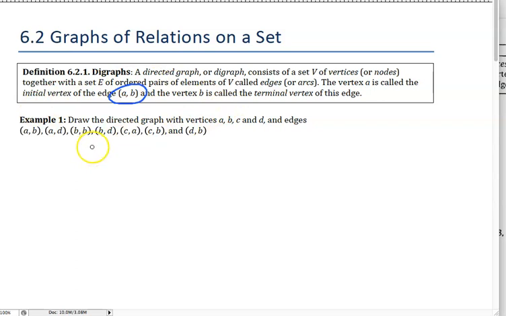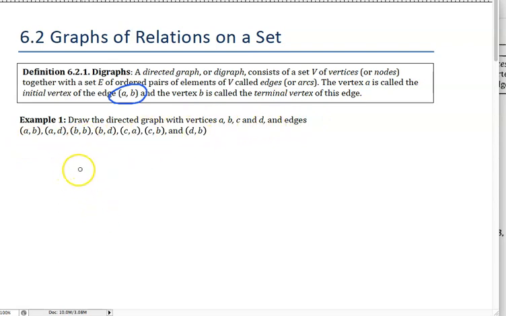Sometimes the direction doesn't matter, or you can eliminate the arrows if it's bidirectional, but we're going to start by looking at these digraphs, these directed graphs. So let's look at an example and see how to draw it. We're going to draw the directed graph with vertices A, B, C, D, and these edges right here.